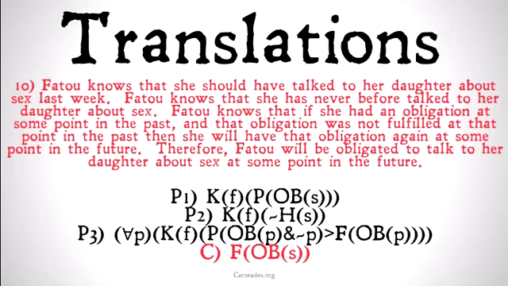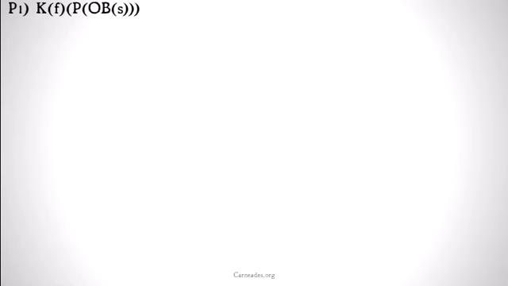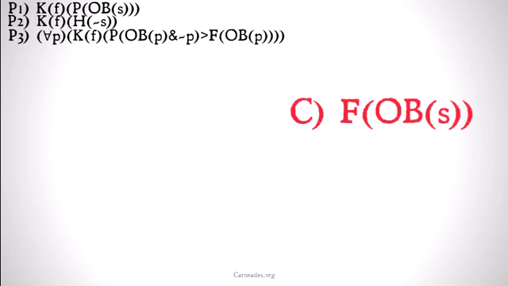Note that that conclusion includes all of epistemic, temporal, and deontic logic. So, let's give it a try. We have premise 1: Fatu knows that at some point in the past it was obligatory to talk to her daughter about sex, and all the rest of our premises. Here's our first conclusion that we're going to try to get to. It's going to take a little bit of work.